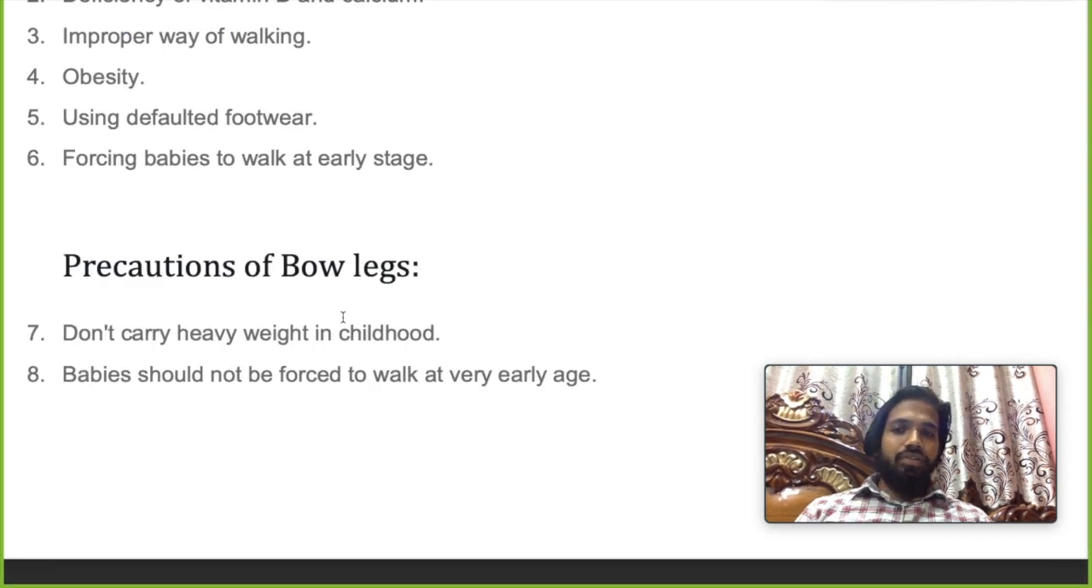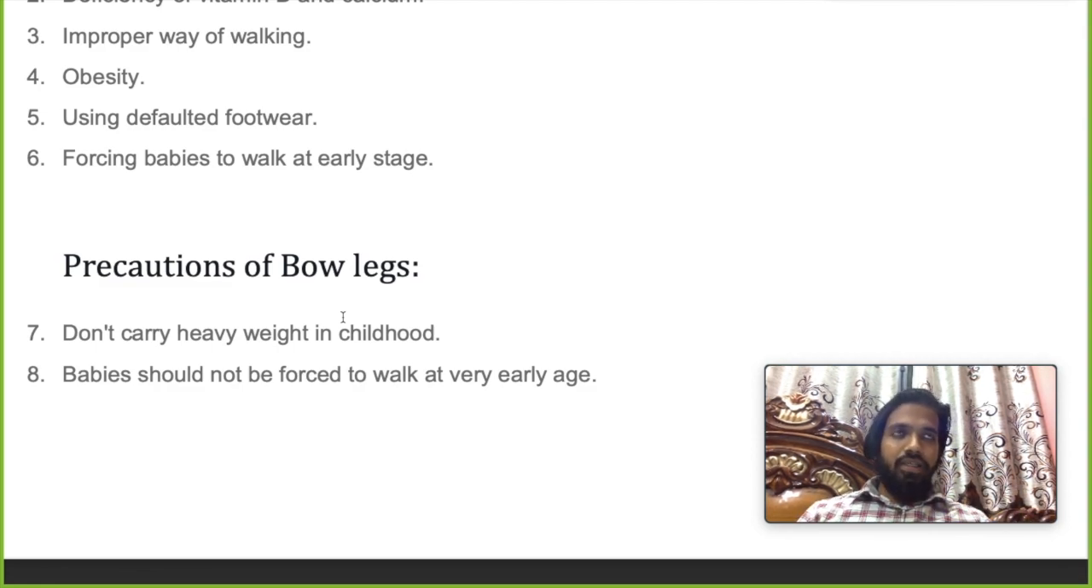Now, what precautions should you take if you have bow legs? Don't carry heavy weight in your childhood days. That's why nowadays schools are banning children from carrying heavy school bags. Nowadays, good schools make the children keep their books, copies, and other stuff in school only, with lockers or on the bench. They have lockers, they can keep their books over there, and they can go back home with no weight at all. But this particular thing has to stop.